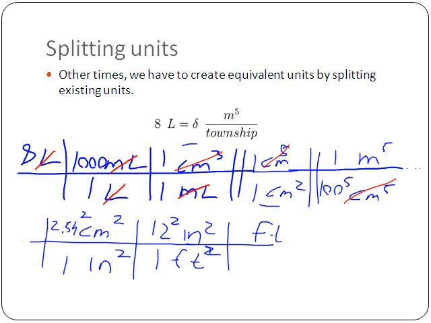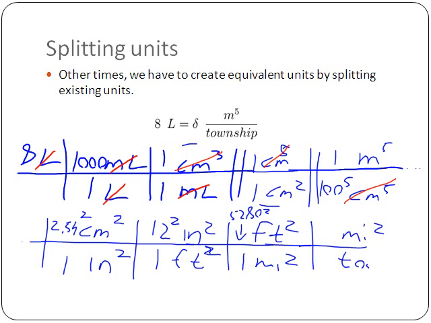I then want to get rid of feet squared here to miles squared. And so that would be 5,280 squared feet squared in 1 mile squared. And that gets me to miles squared. And so I've got miles squared on top, township on bottom here. And a quick look at your common English units of measure tells you that there are 36 square miles in 1 township. Note we didn't have to square the 36 because it's 36 square miles in 1 township.